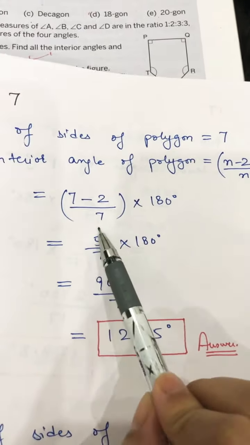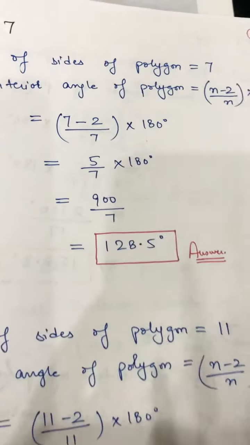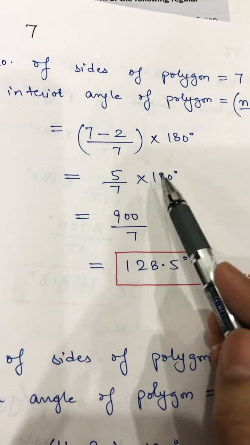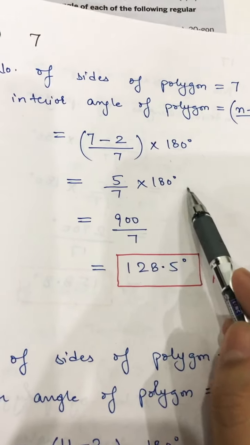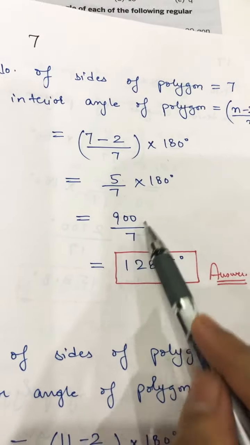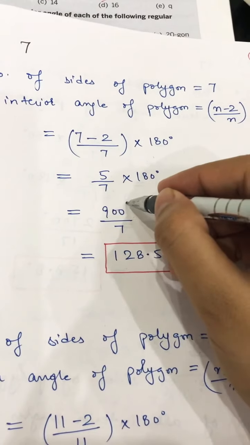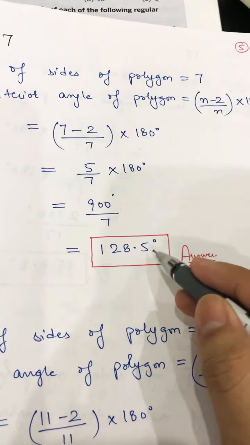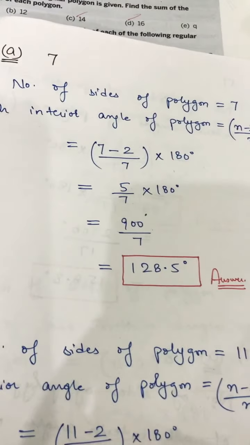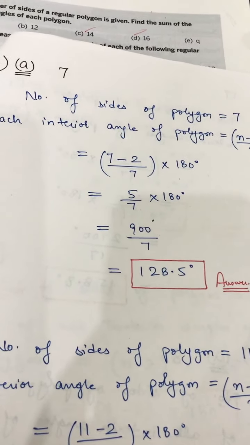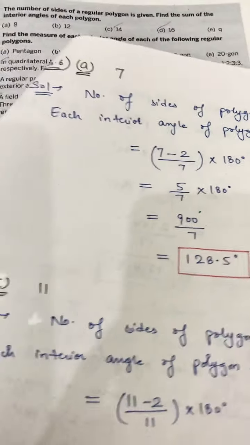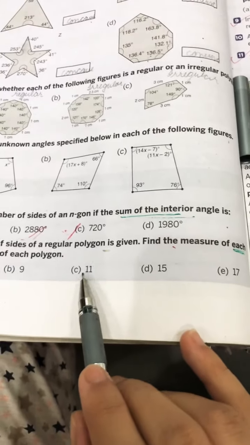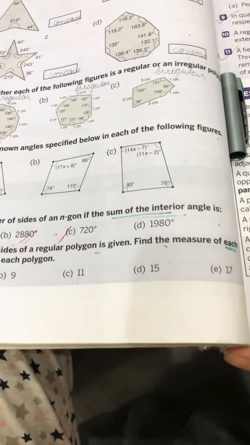7 minus 2 divided by 7 multiplied by 180, it is equal to 5 divided by 7 into 180. So when you multiply 5 with 180, it is equal to 900. 900 divided by 7, that is equal to 128.5 degree. Because in this question you are finding out each interior angle, the answer will come in degrees. Okay, now I'm going to solve part number C. Part number C is 11. Okay, the rest 3 parts you will do at home.